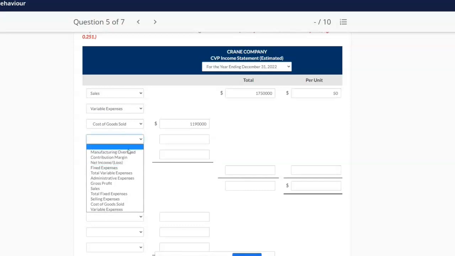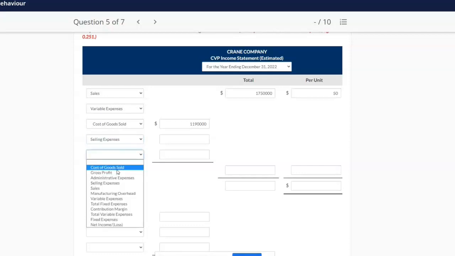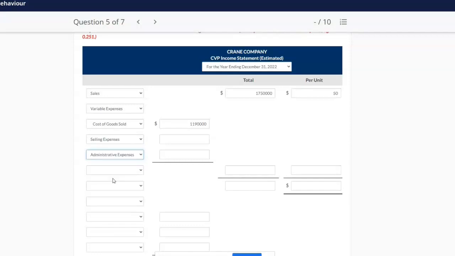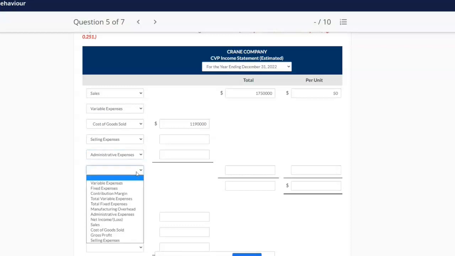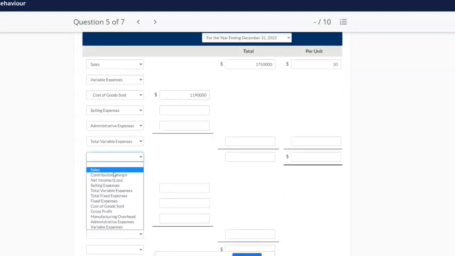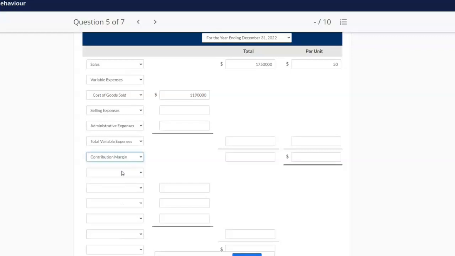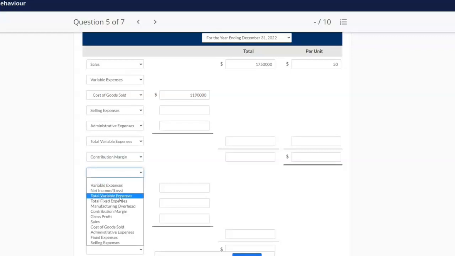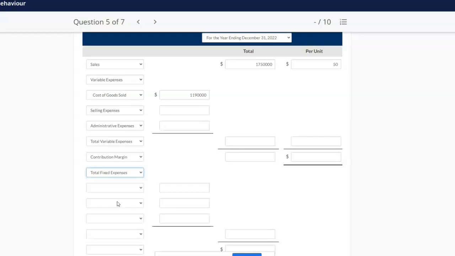So the selling after the cost of goods should be the selling expense, the third last one. And below that should be the administrative expense. And this all makes the total variable. After that, you will have to calculate the contribution margin, and then you will get the fixed expense. Not the total, just the fixed expense.